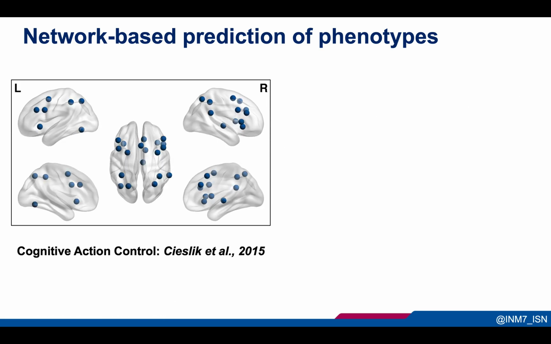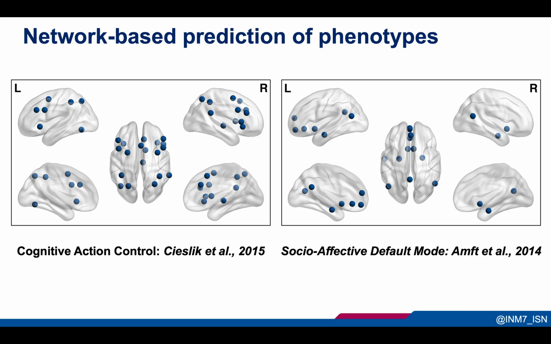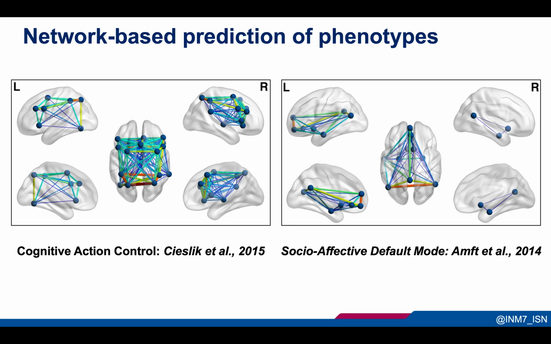Is there some specificity to that? Because you may argue that it might not even matter where we extract the connectome. It may be a very distributed process. Well, here's an example countering that. You see two networks, the cognitive action control network and the social affective default network. And for both networks, we again extracted the connectomes. Key point here: it's the same resting state session. The subject has only been in the scanner once.